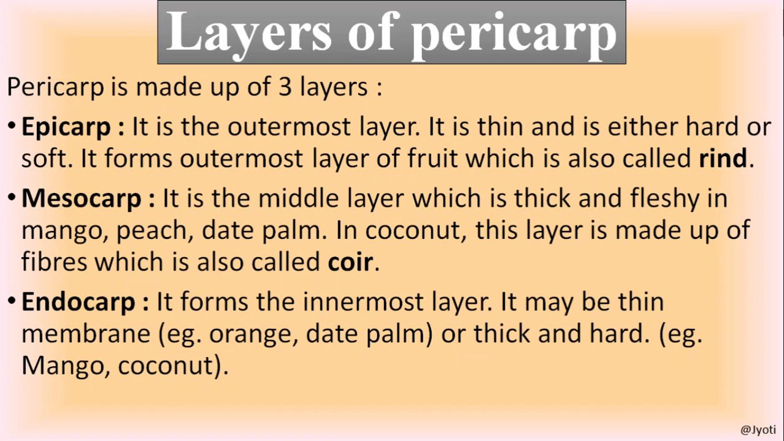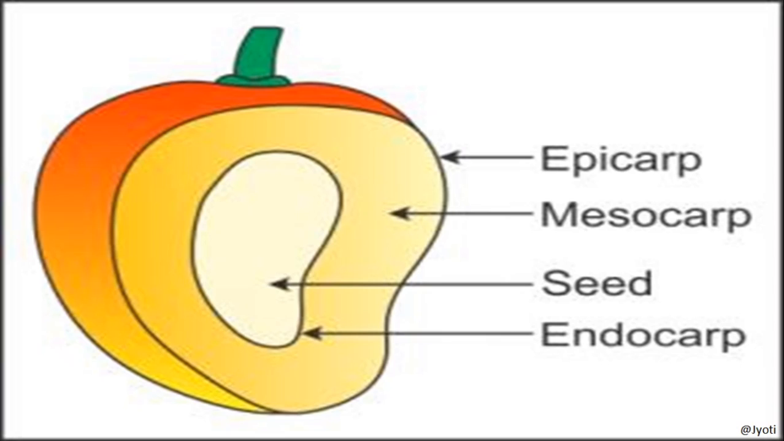So in different fruit, different layers of pericarp are edible. In some fruits, the seeds are also the edible part. So epicarp, mesocarp, and then the innermost layer is the endocarp. So this endocarp may be a thin membrane as in case of orange, date palm, or it can be thick and hard as in case of mango and coconut.